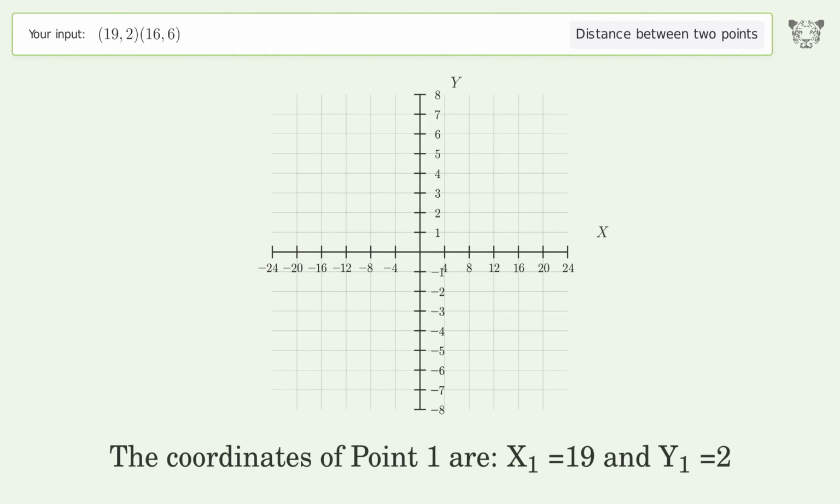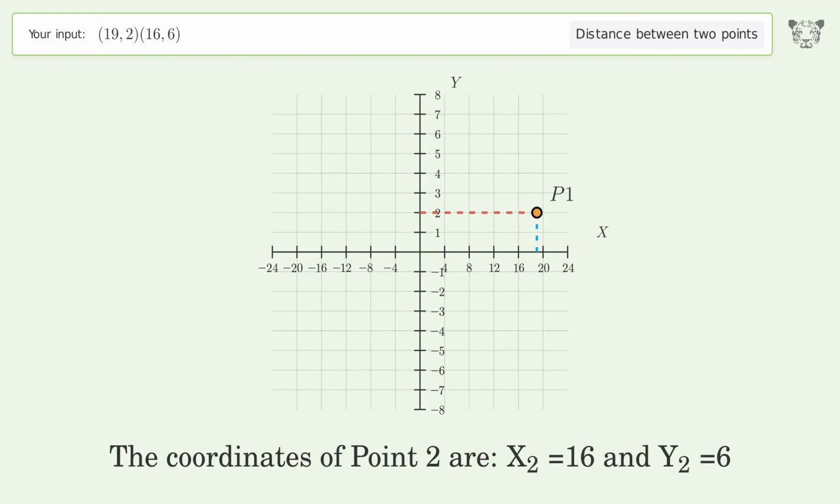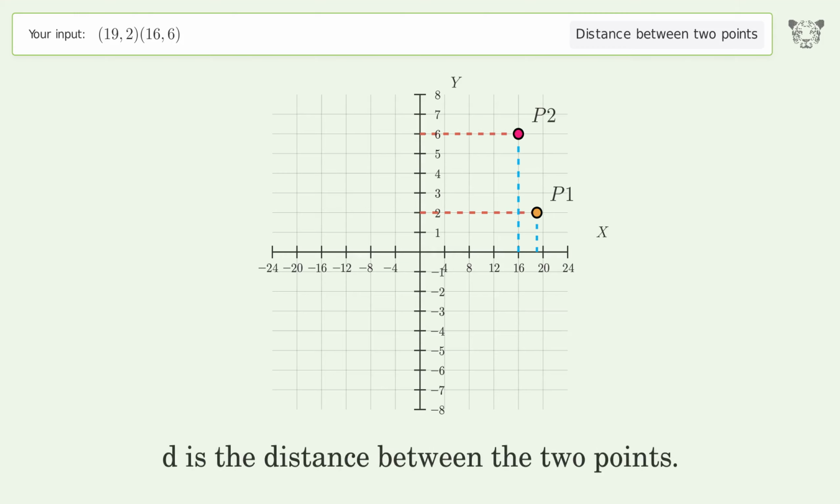The coordinates of point 1 are x1 equals 19 and y1 equals 2. The coordinates of point 2 are x2 equals 16 and y2 equals 6. D is the distance between the 2 points.